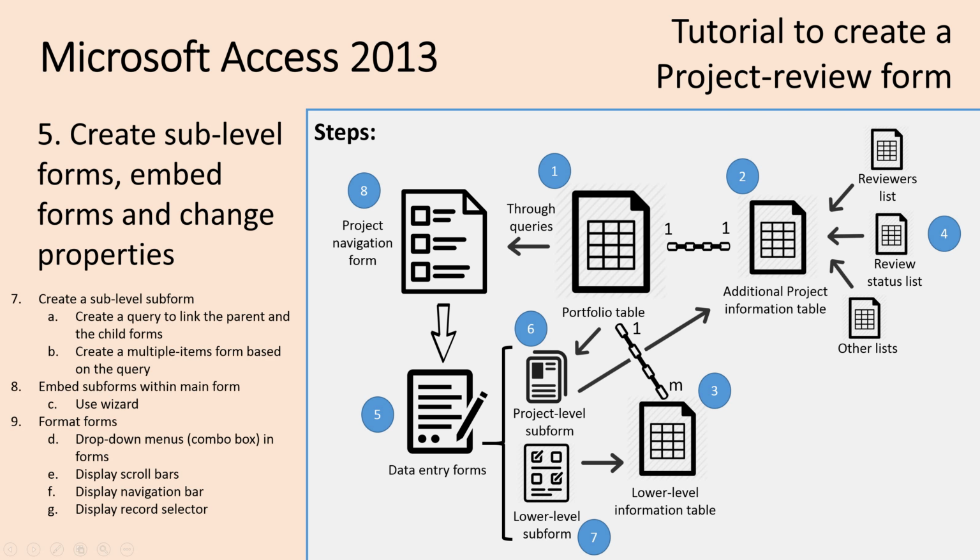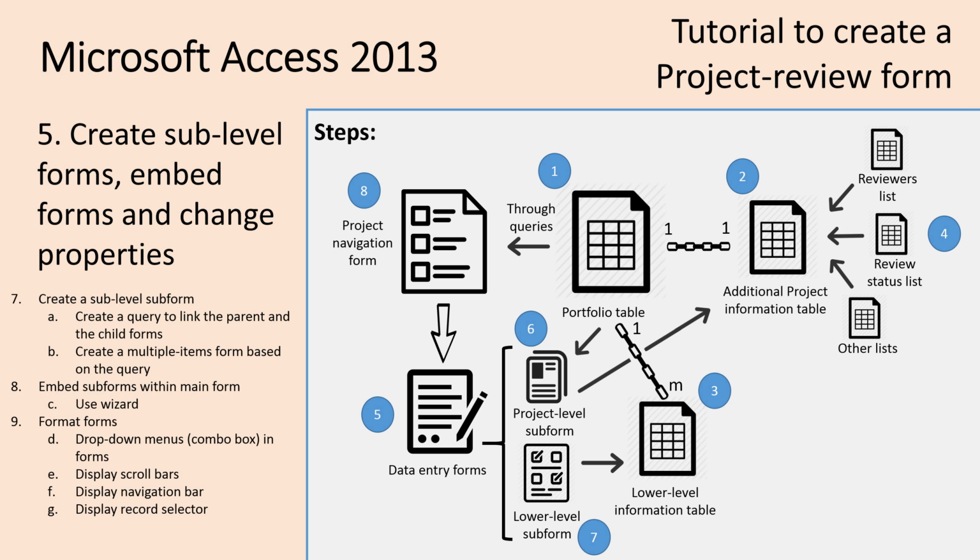So the first thing we're going to do is to create a query to link the parent and the child forms, and that means that this subform is going to be based on a query which is going to link these two tables, the lower level information table with the project level table. And that is necessary because in that way we can make sure that when people try to use this form and select a record there, all the information in these two subforms and the tables behind are displaying the information for the same record. So these are going to be synchronized. That's what we want to make sure.